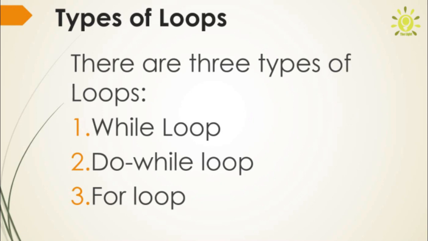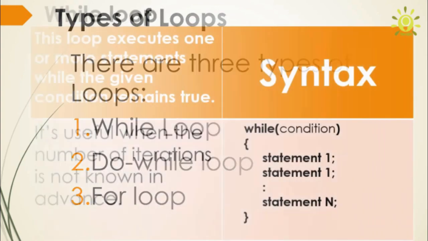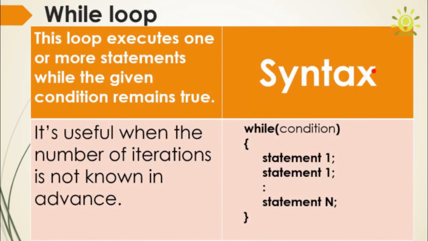First of all, types of loops. There are basically three types of loops. The first one is the while loop, the second one is the do while loop, and the third and last one is the for loop. So first of all, what is a while loop? A while loop executes one or more statements while the given condition remains true. It is a very simple type of loop, and it is useful when the number of iterations is not known in advance.